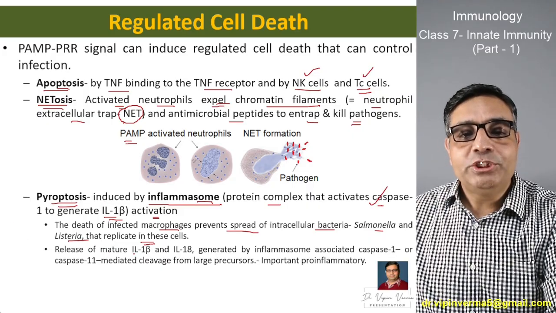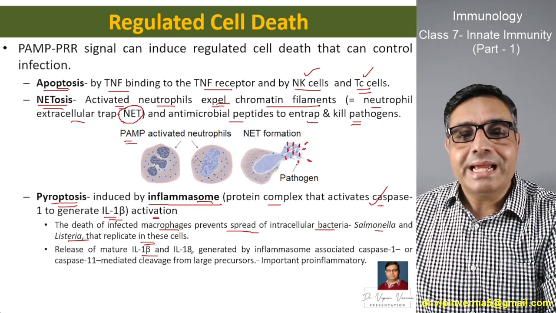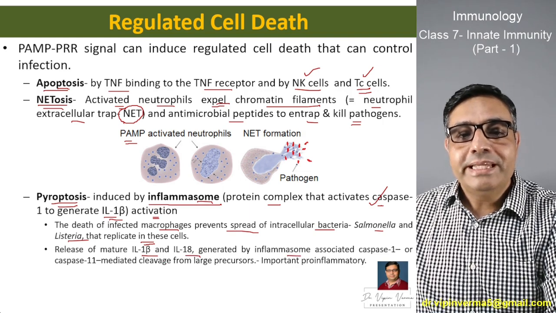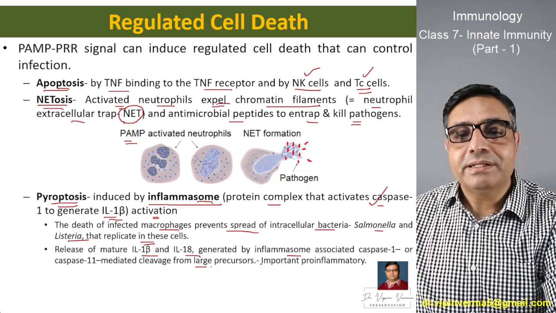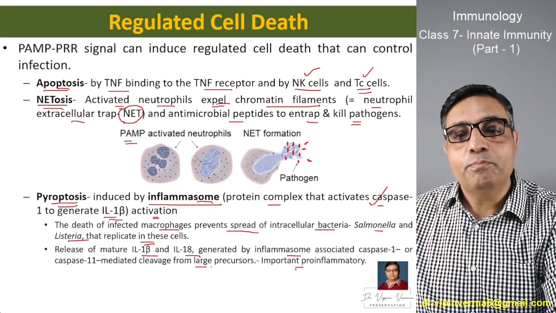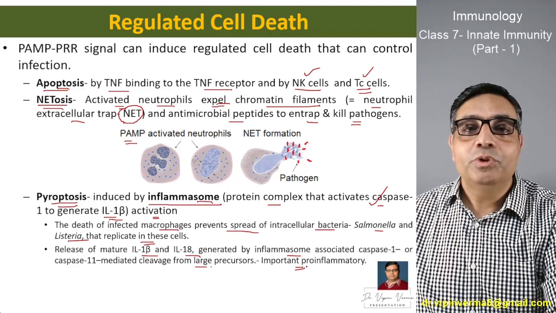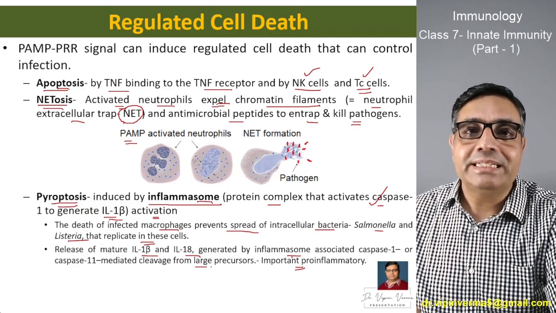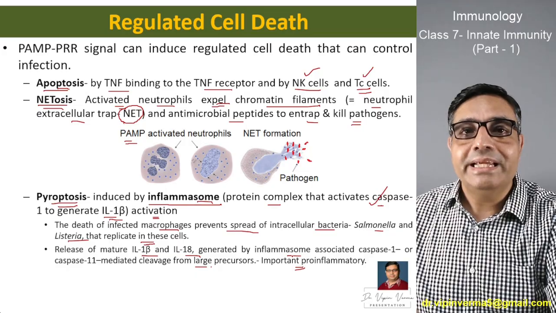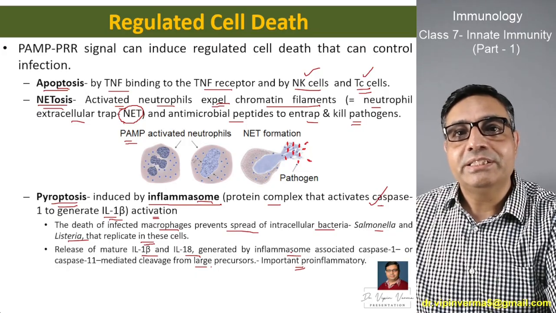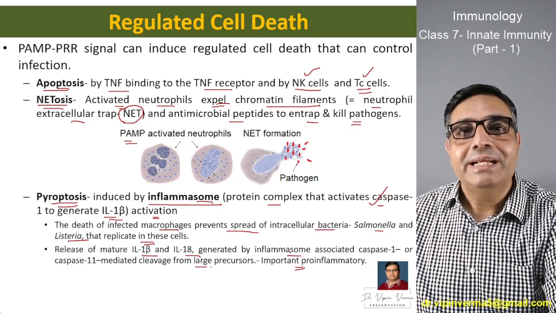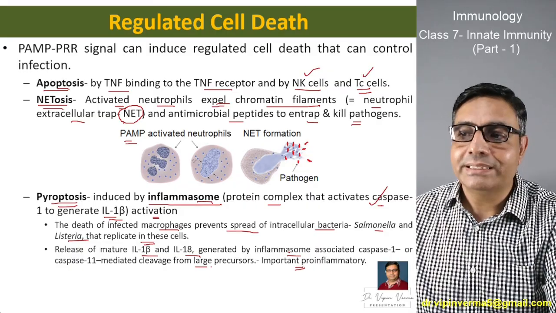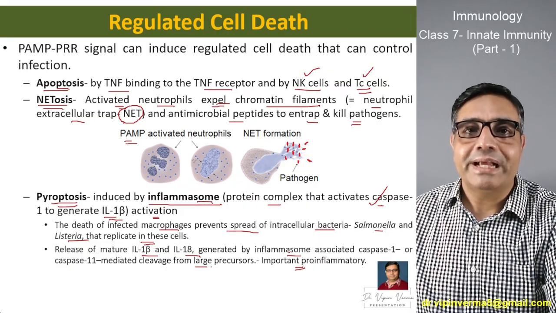The release of mature IL-1 beta and IL-18 is generated by the inflammasome. They mediate cleavage from large precursors, and they are very important pro-inflammatory molecules also. So it not only eliminates the cell, but also induces local inflammation at the site of the injury or at the site of the infection.